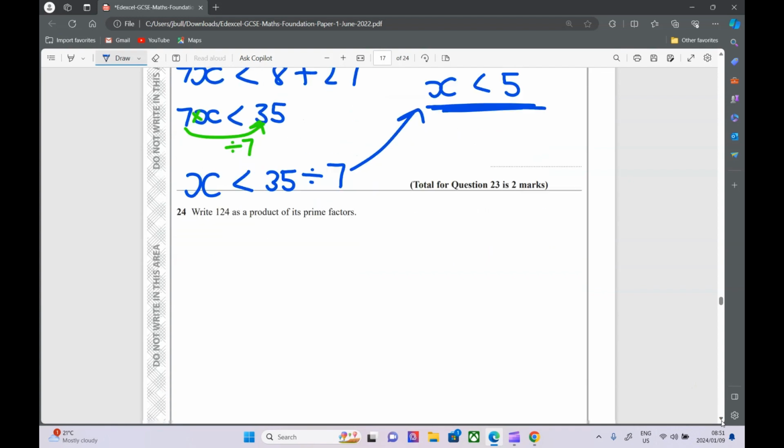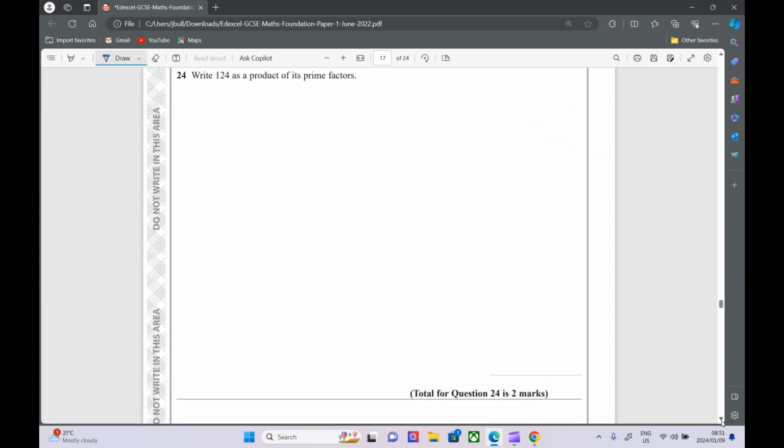Okay, question 24, write 124 as a product of its prime factors. So as soon as you see this product of prime factors, that's your clue. We're going to have to draw a prime factor tree. So how you set it out is you write it like this, 124, and we see how can we break this down. So I usually try to test, can I divide it by 2, because I want prime factors.